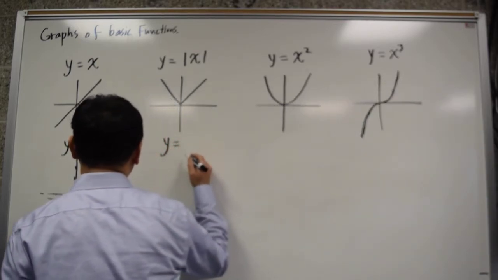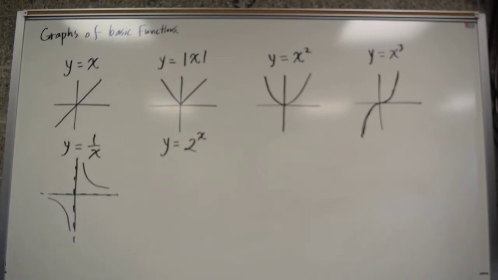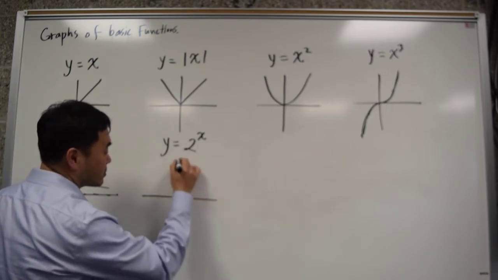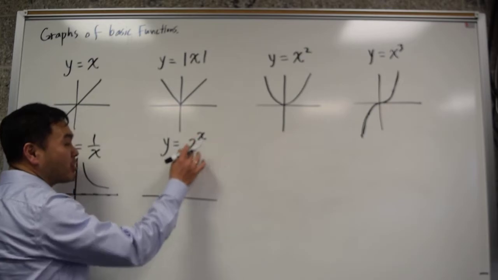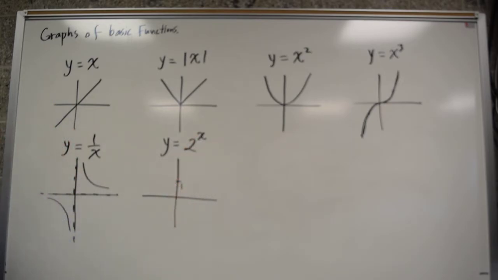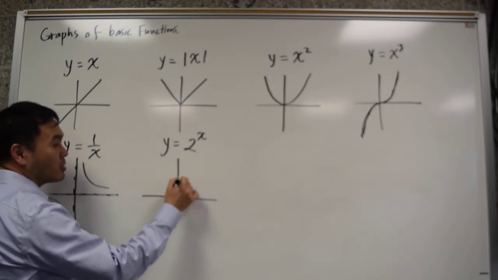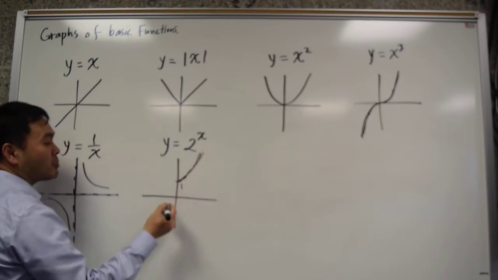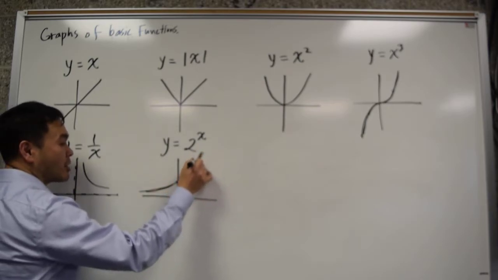Then you have to know y equals 2 to the x. When you plug in 0, what's 2 to the 0th power? What's anything to the 0th power? Nope, not itself. 1. Anything to the 0th power is 1. So if you plug in 0, you get 1. And if you plug in 1, you get 2. And it goes up and up and up. If you plug in negative values, it becomes the reciprocal. So that's the graph that you see.